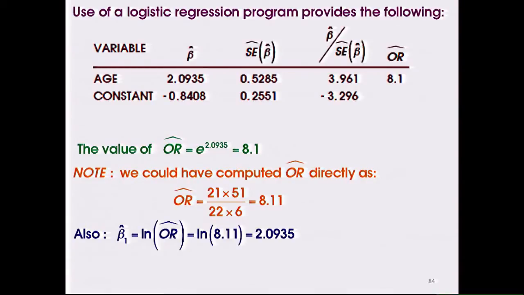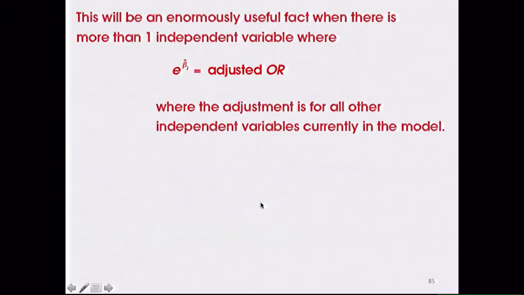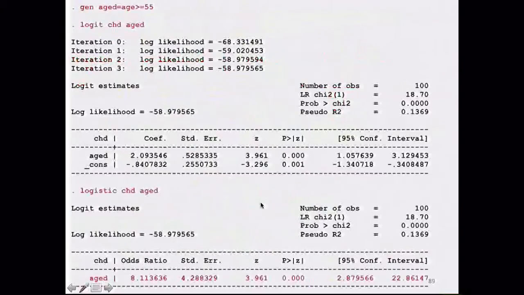Okay, welcome back. We're now going to begin to look at how the logistic regression program processes these data and how the coefficients and standard errors and so on look. So remember that the odds ratio was 21 times 51 over 22 times 6, an odds ratio of 8.11. So let's jump ahead in the notes a second and look at this on page 89.